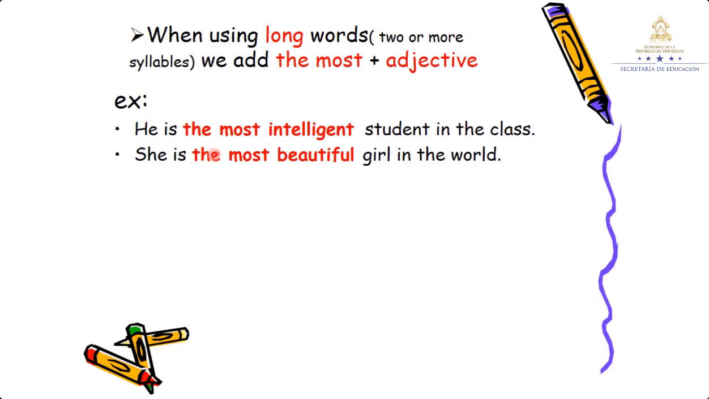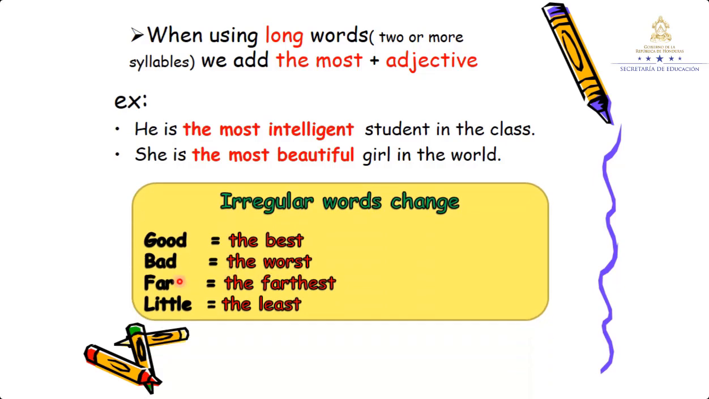When using long words, two or more syllables, we add the most plus adjective. For example, he is the most intelligent student in the class. She is the most beautiful girl in the world. Ella es la muchacha más bella del mundo. These are exceptions to the rule. These adjectives, as we saw before in the comparative, have their own superlative form. So the superlative of good is the best. Bad, the worst. Far, the farthest. Little, the least.